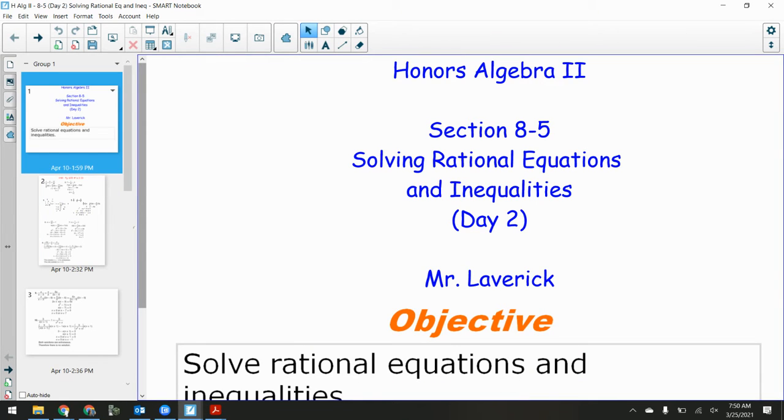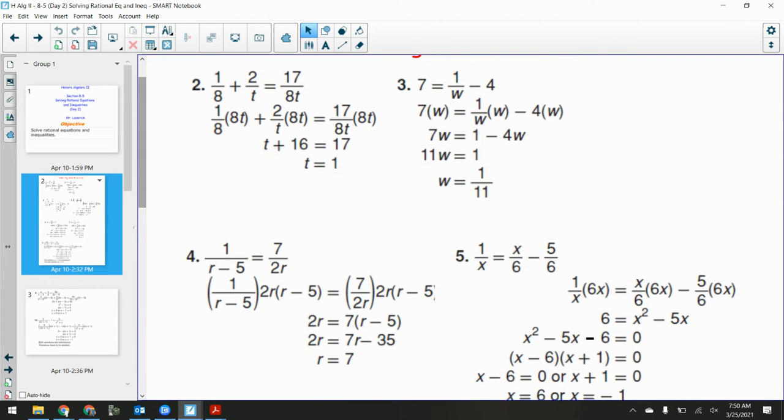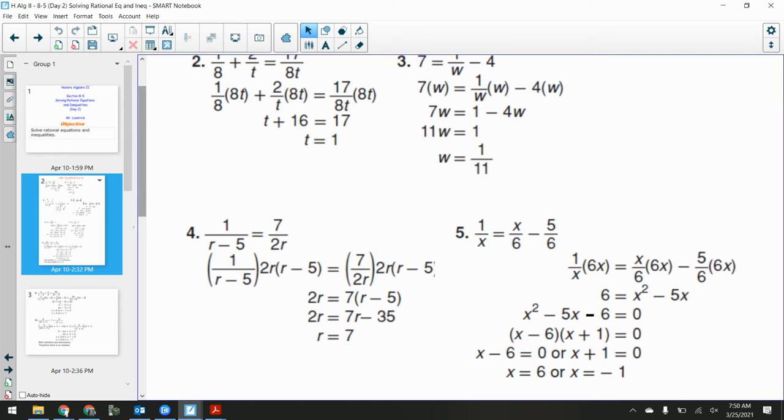Everybody playing along at home. I'm going to go through the homework, and then we'll start with the notes. Go ahead and pause where you need to. I've already kind of shown 2, 3, 4, and 5 to my class here. So I'm just going to keep scrolling, but again, pause where you need to.